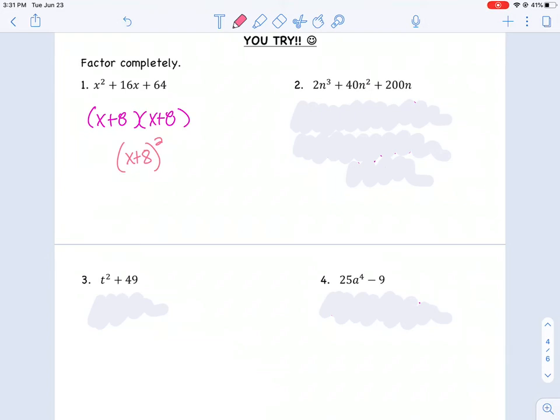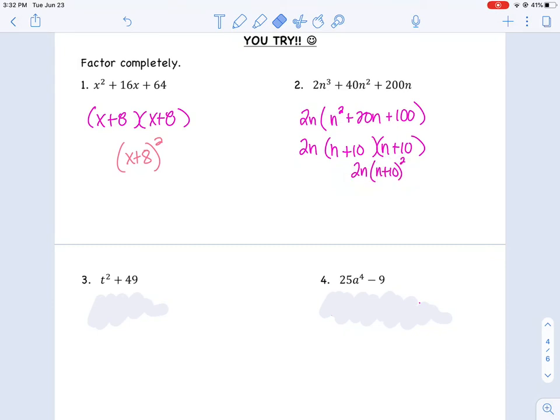All right, number 2, it looks like it's in order. Is there a GCF? Yes, hopefully you took out a 2 and an n. And now my leftover polynomial has 3 terms, no number in front, or really an invisible 1, so we can basic factor it. Numbers that multiply to 100 that add to 20 are positive 10 and positive 10. Those happen to be a perfect square, so you can actually write that as an n plus 10 squared. And don't forget your GCF in the front, the 2n. So this would be your final answer.